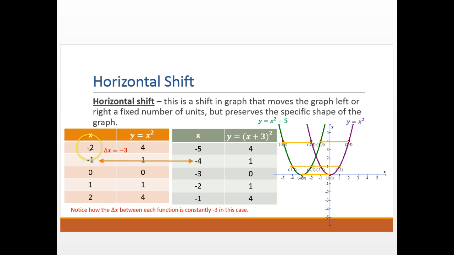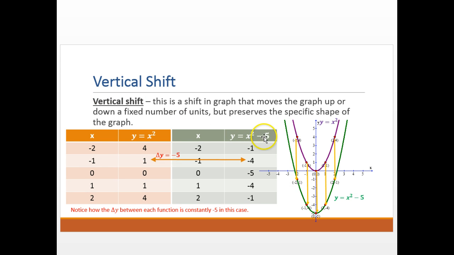But if you look at the x values, the corresponding x values differ by a constant of negative 3. So in this case, delta x is negative 3 for all of these values. Notice the difference between the horizontal shift, where the 3 was inside when I squared it, versus the vertical shift, where the 5 was on the outside of the function.